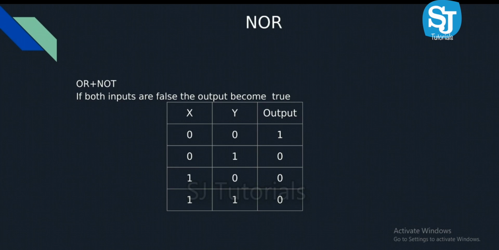Then the NOR gate. NOR means OR plus NOT. We already discussed the OR gate, and with NOT we get the NOR gate. The condition is that if both inputs are false, the output becomes true. Otherwise, the output becomes false. So 0 indicates false, and when both inputs are false, the output becomes 1. In all other cases, 0 1, 1 0, 1 1, the output becomes false. So it is just the complement of the OR gate. OR plus NOT, we get the NOR gate.